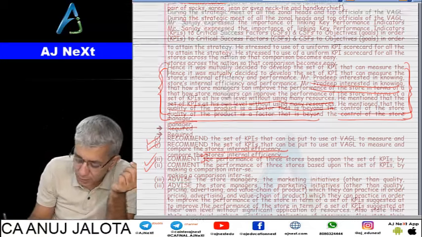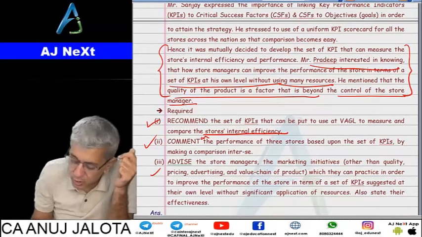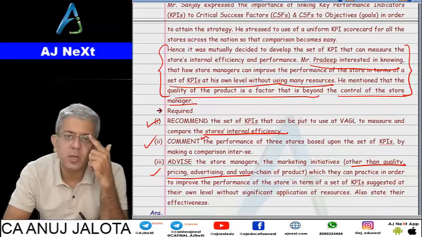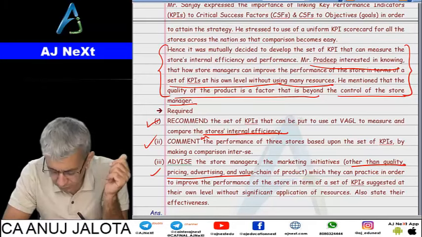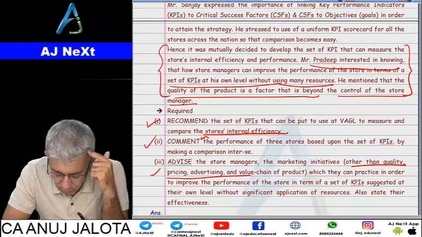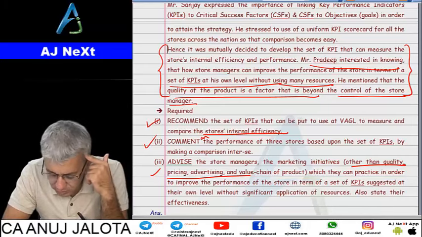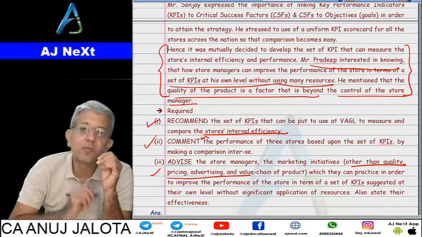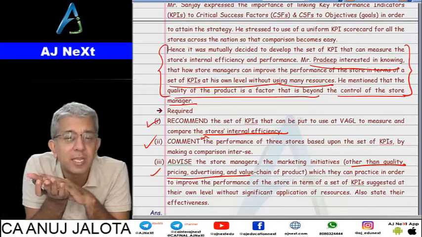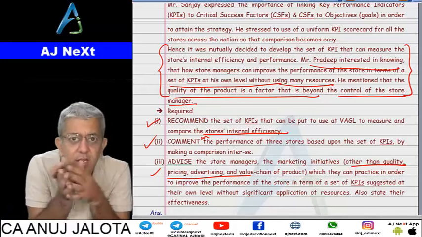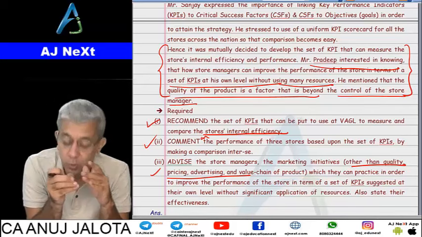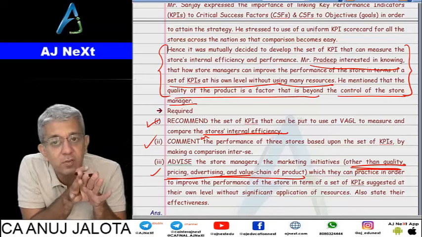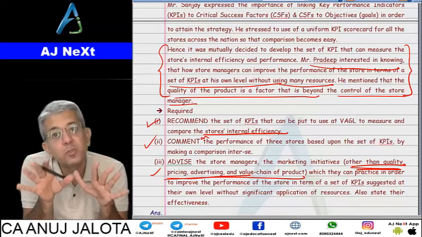And advise the store manager on marketing initiatives other than quality, pricing, advertisement and value chain of a product, because these things are not controlled by them, they are controlled at the HO level, right? Which they can practice in order to improve the performance of the stores in terms of the set KPIs without significant application of resources, and also state their effectiveness. So you have to suggest some kind of marketing initiatives that these stores can take, but without using a lot of resources. And you can't say these things only because they are decided at the head office. And whatever initiatives you suggest, how will they affect your KPIs? You'll have to say that also.